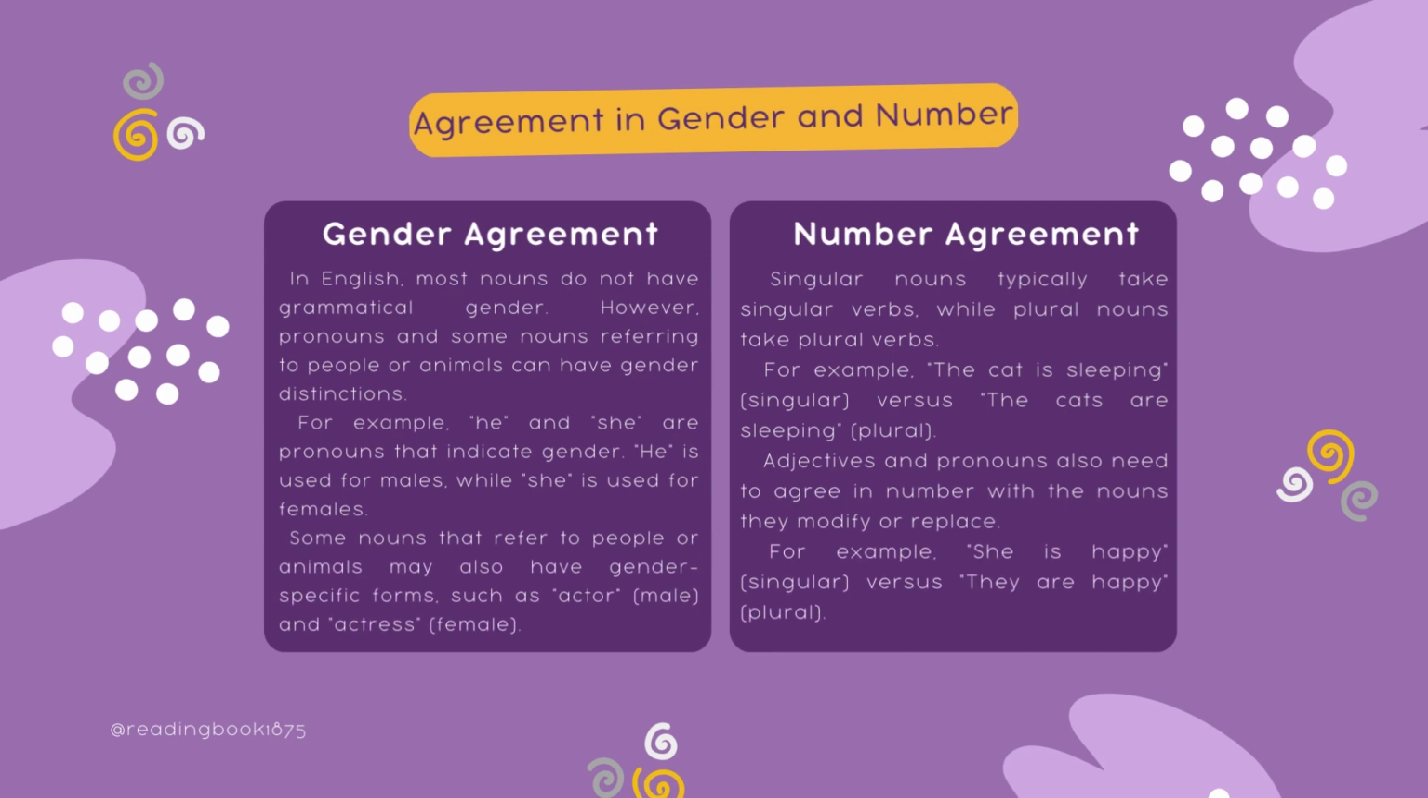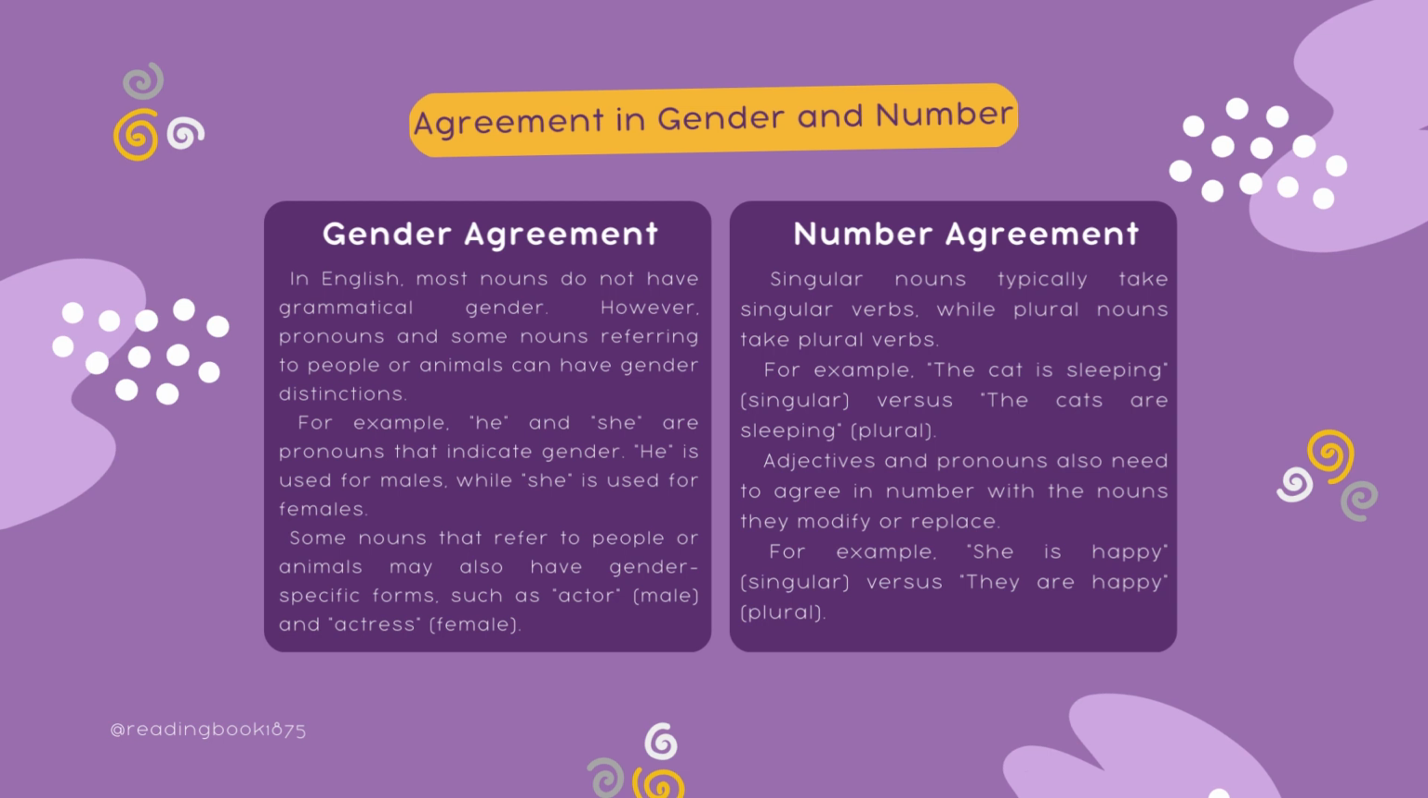Gender agreement. In English, most nouns do not have grammatical gender. However, pronouns and some nouns referring to people or animals can have gender distinctions. For example, he and she are pronouns that indicate gender. He is used for males, while she is used for females. Some nouns that refer to people or animals may also have gender-specific forms, such as actor (male) and actress (female).